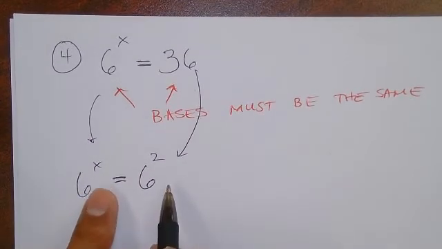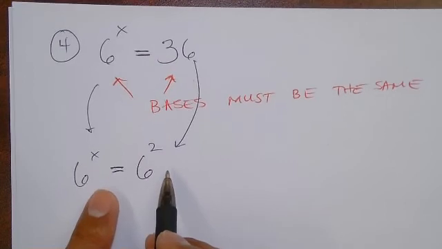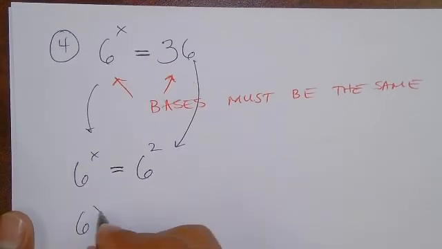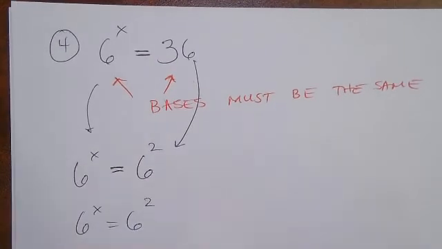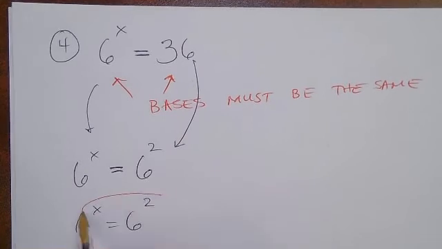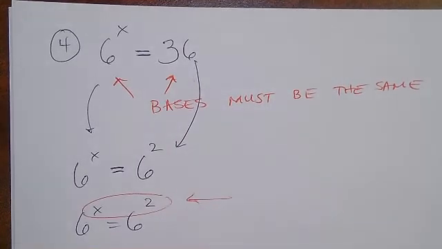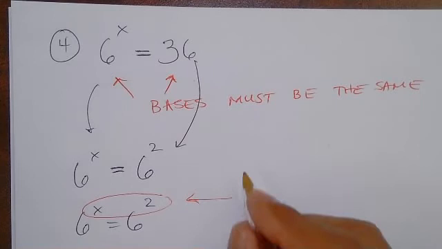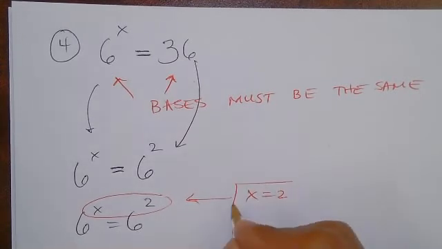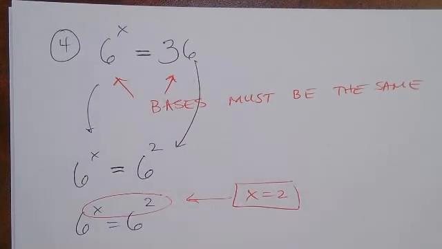And see, now the answer is what? 6 squared? The answer is what? Once I get the bases to match, then you just look up here and solve whatever's up here. X equals 2, well, there's nothing to solve, right? It's already x equals 2. You guys see that?